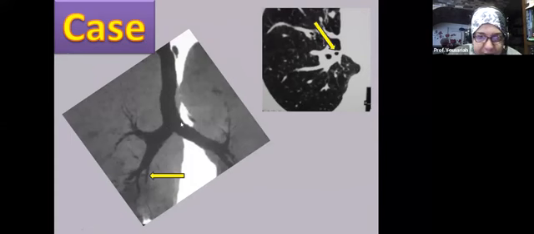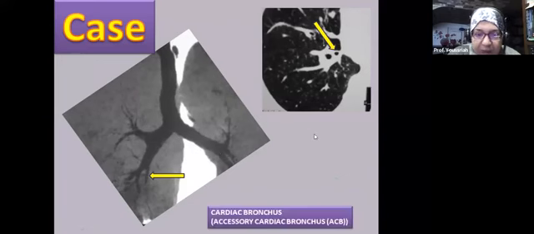Here we have another uncommon type of aberrant bronchus. This is the bronchial tree, okay? And here you have a bronchus arriving from the medial aspect of the bronchus intermedius, though nothing should arise from the medial aspect of the bronchus intermedius, and nothing should arise from the medial aspect of the lower lobe bronchus. The lower lobe bronchus divides into segments finally, but arising from the medial aspect, this is the classical appearance of the cardiac bronchus or the accessory cardiac bronchus.